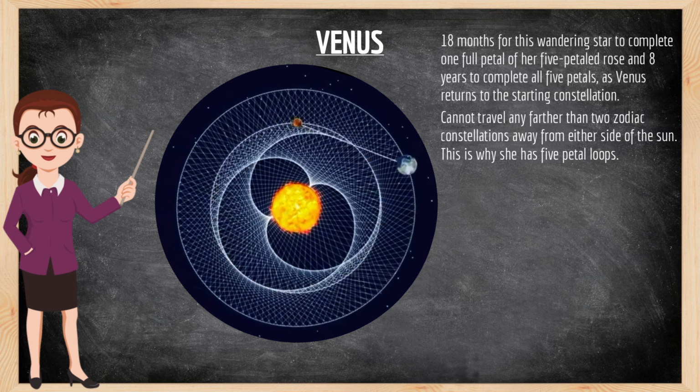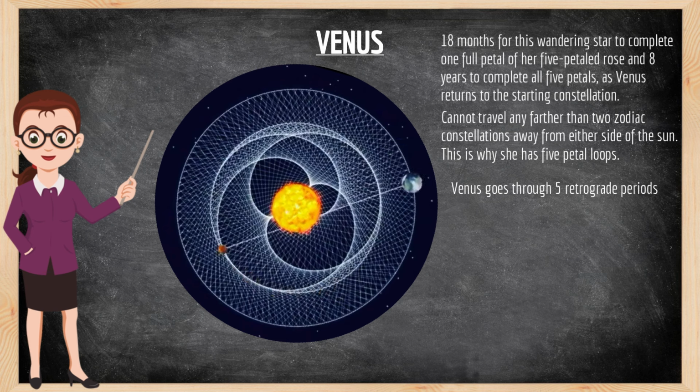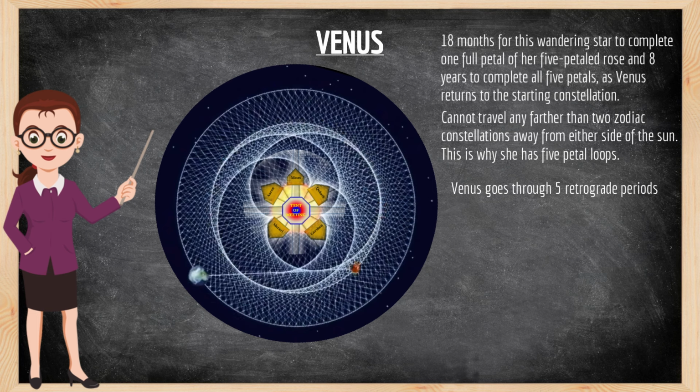Anyway, so Venus cannot travel any farther than 2 zodiac constellations from either side of the Sun because of her rotation around the Sun. So this is why she has 5 petal loops, during which Venus goes through 5 retrograde periods. Venus's reliable 8-year cycle would have been a useful span of time for ancient sky watchers, who relied heavily on natural cycles to mark time.